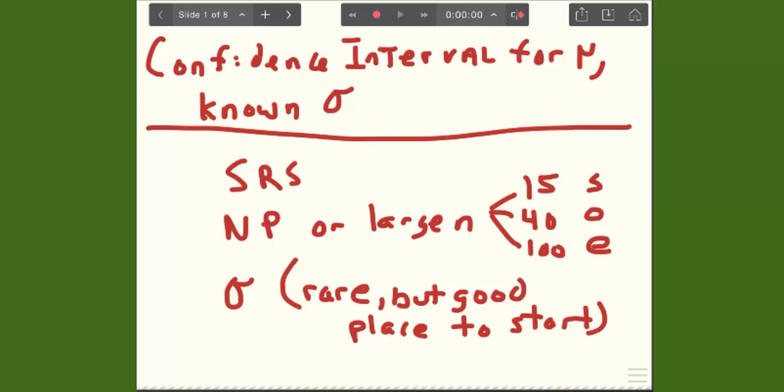Let's note right off the start, this is a pretty rare case that you would know the population standard deviation. After all, to know it, you would have had to have known the population mean. So it's rare, really not used in practice that much, but it's a good place to start for developing the theory since we already have normal population and z-values and things that we already know about. Some of that will change in later lectures.